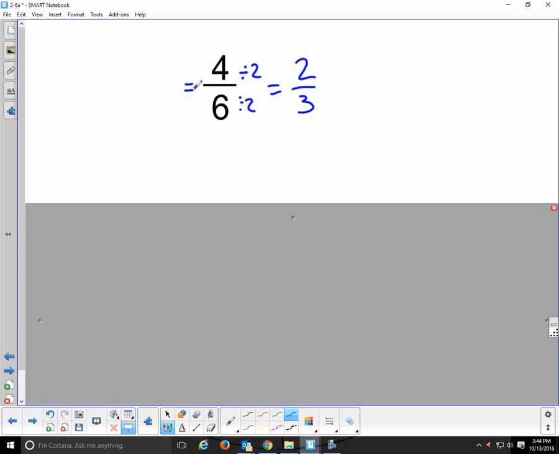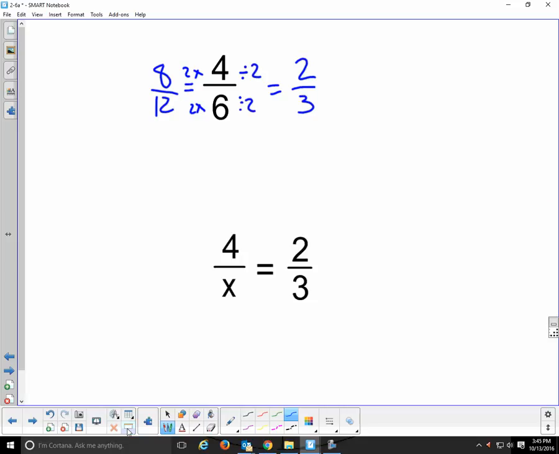You could do the same way this way and say times 2, times 2. You could say 8/12 is the same as 4/6, which is the same as 2/3. And we can use that to help us solve some problems. So here's an example. I've got 4 over x. We don't know what x is. Equals 2/3. Look at that. I know that 4 divided by 2 is 2, and some number divided by 2 would have to be 3. X would have to equal 6.